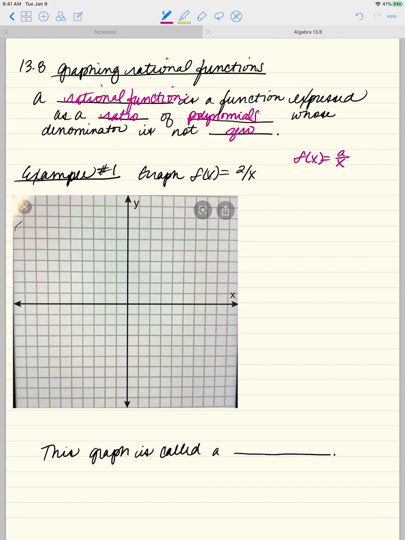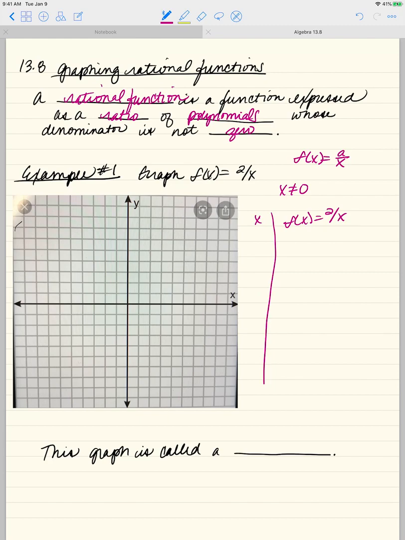So example number 1 says graph f of x is equal to 2 over x. First thing we need to do is determine what are our excluded values. Okay, in this case, x cannot equal 0. So we do not need to come up with a coordinate point in our ordered pairs that is 0. All right, now let's go ahead. X, f of x is equal to 2 over x.